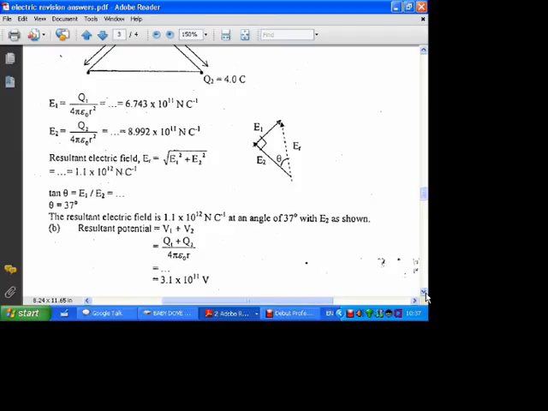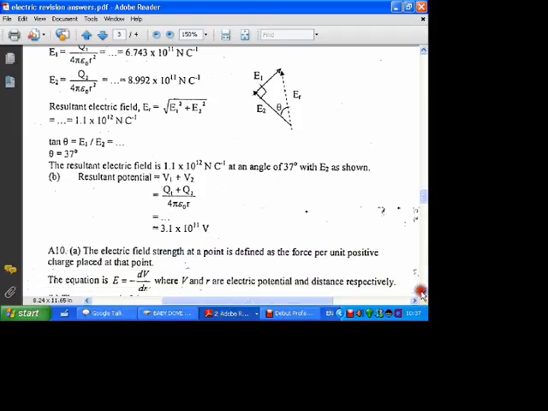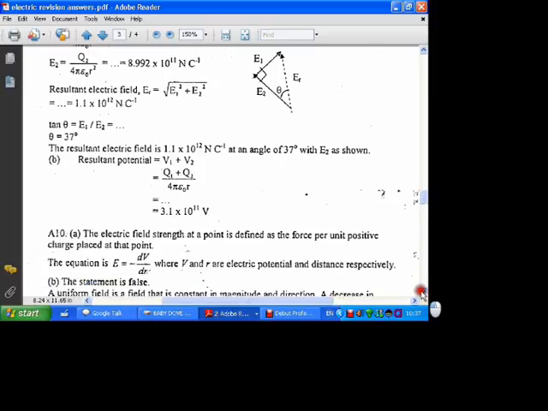Okay, finally, question 10. Define the term electric field strength at a point. These are all very standard words. And the equation is minus dV/dr. Just now I told you the minus sign arises because the electric field points in the opposite direction to the direction of increasing potential. That's why there's a negative sign.